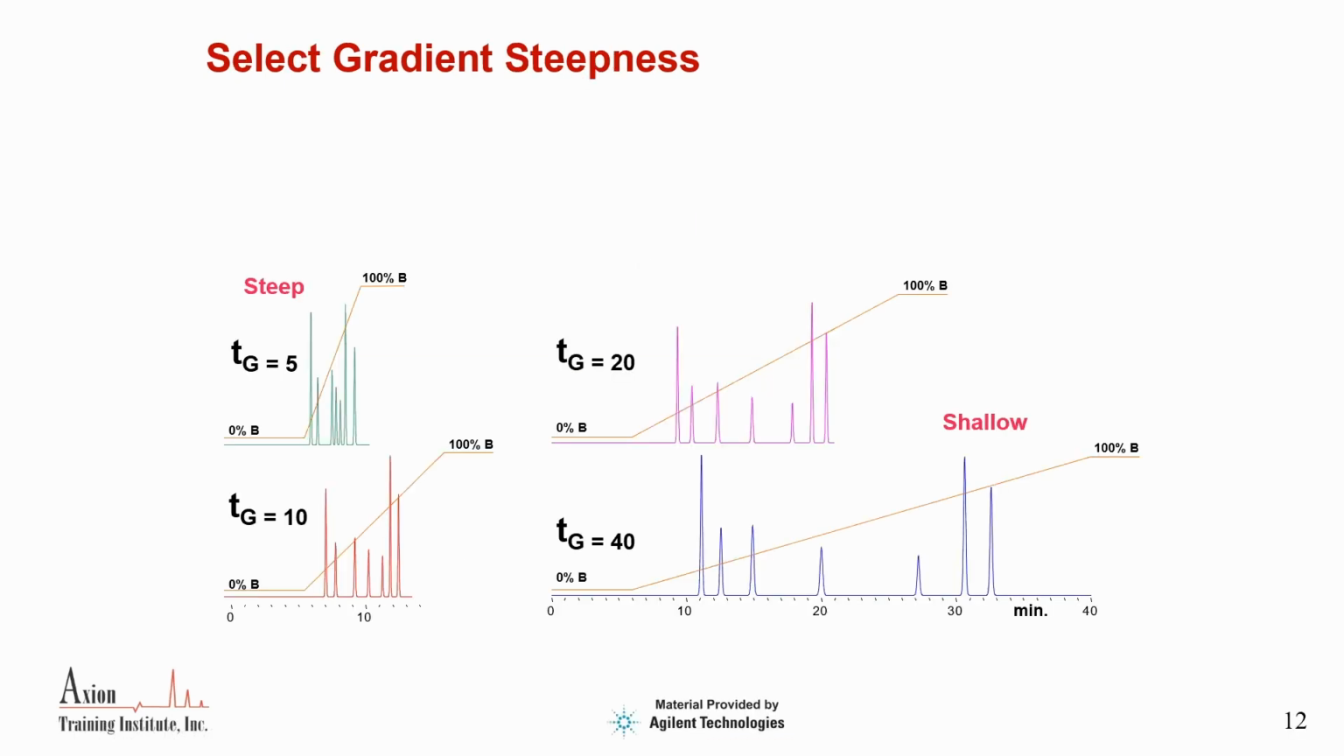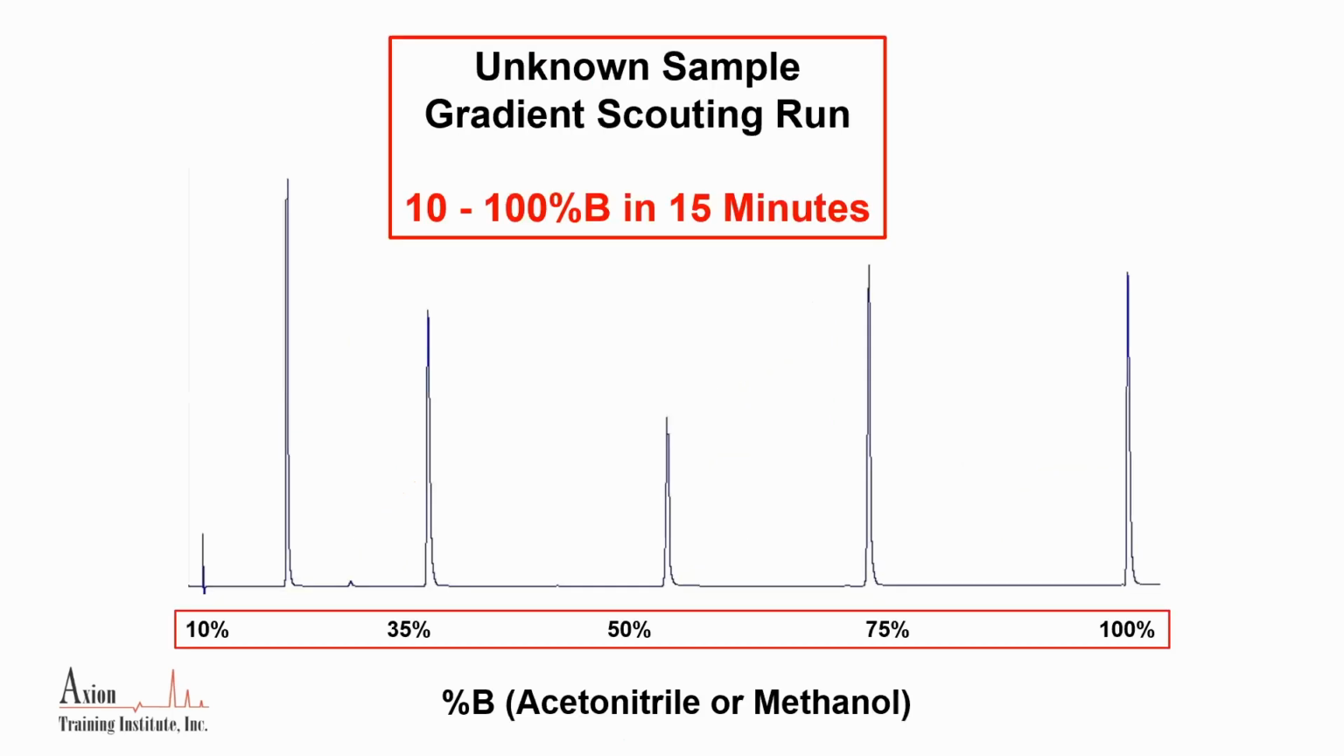So this is an example of what the different gradient slopes look like. You can tell that we're squeezing peaks together at the 5-minute gradient. We're stretching them apart with a 40-minute gradient. I sort of describe this as writing the chromatogram on a rubber band, where you can stretch it out as much as you want, or you can compress it as much as you want just by changing that gradient time. It's a really powerful tool that we have in HPLC.